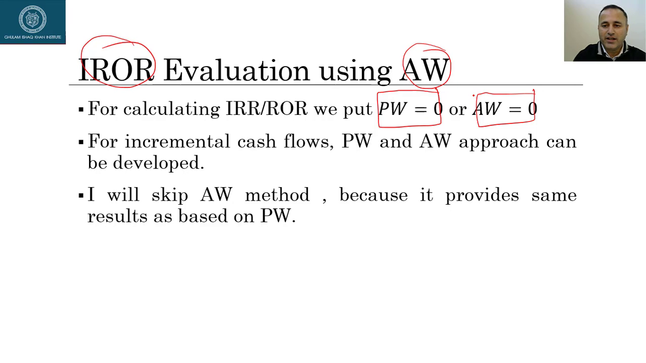And again, they are not identical, but they are similar. For incremental cash flows, we do exactly the same thing. We discount all the incremental cash flows and put the present value equal to 0. Similarly, we calculate the AW of all incremental cash flows and equate it to 0. I wouldn't do the AW method because it's straightforward. We already learned that technique.